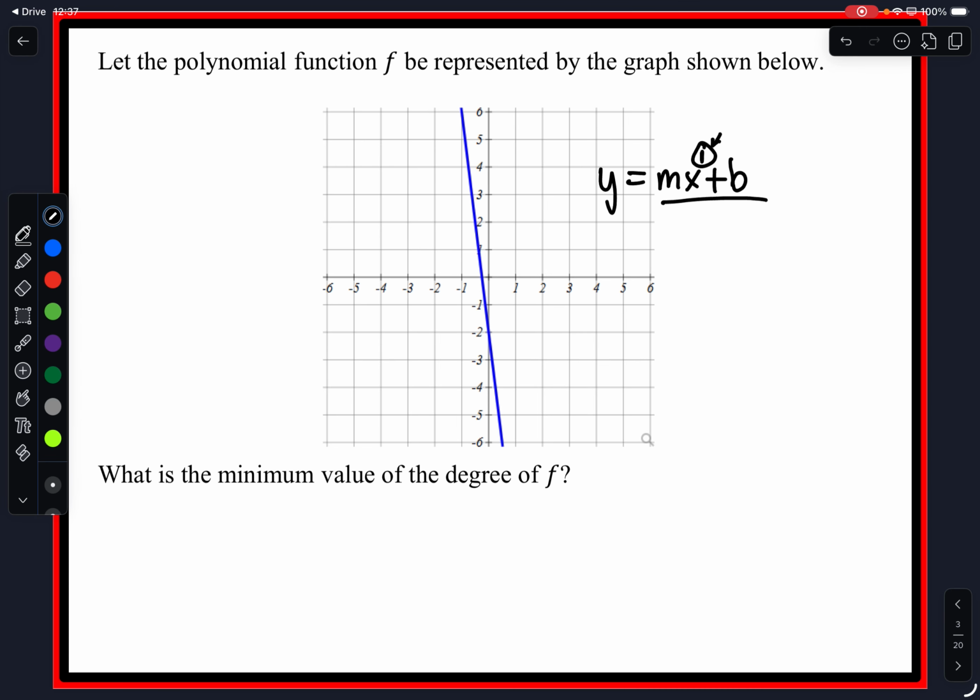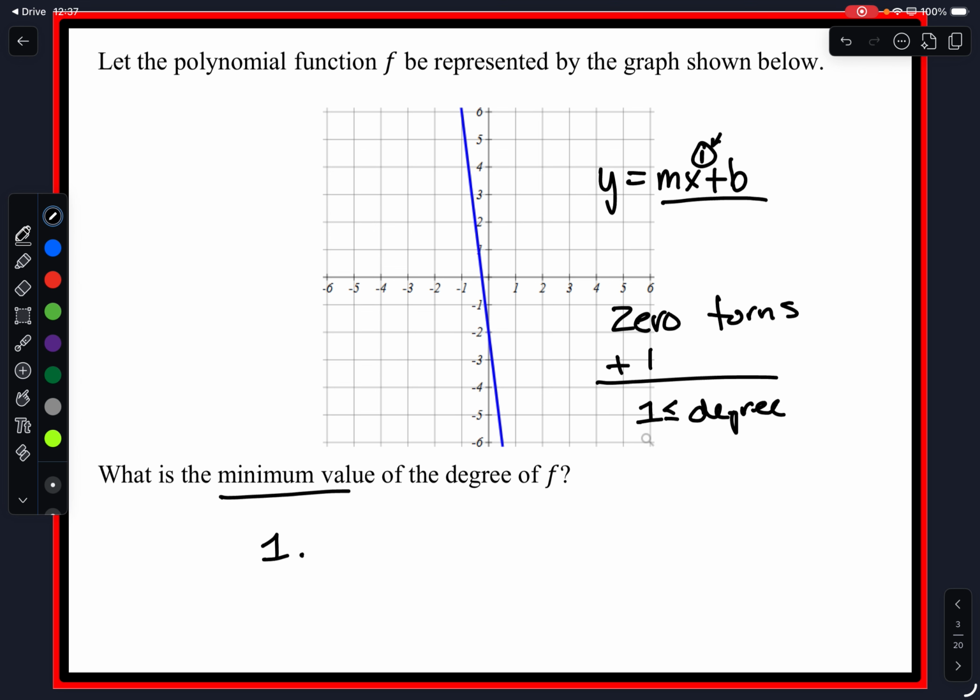Now, the way to determine it by the number of turns is that since this has a total of 0 turns, you simply increase that value with 1. So 0 plus 1 is 1. So this degree will be at least 1. The degree has to be, again, bigger than or equal to 1. So what's the minimum value for the degree? For this example, again, it would have to be the value of 1.